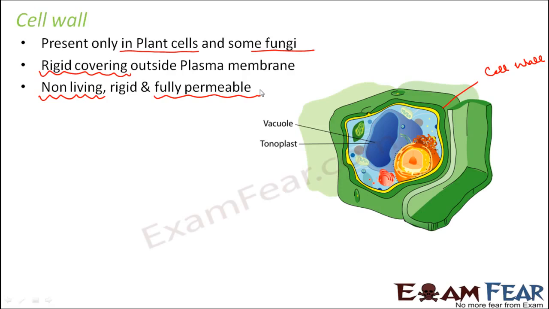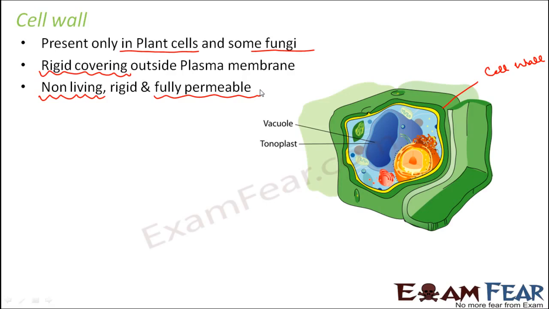While we were talking about plasma membrane, I told you that plasma membrane is selectively permeable. That is, it allows certain particles to move through it and doesn't allow certain particles. So it is quite selective in allowing particles to pass through it. But as far as cell wall is concerned, it is fully permeable. That means it allows everything to pass through it. So, by looking at this property, will cell wall ensure a lot of protection as far as movement of particles is concerned? No, because it will allow all the particles.